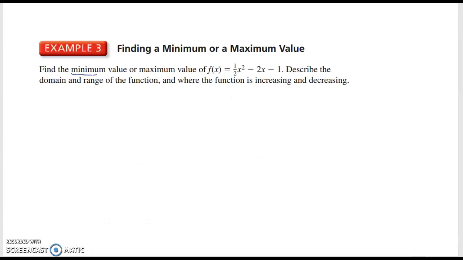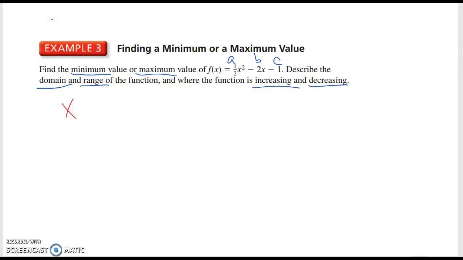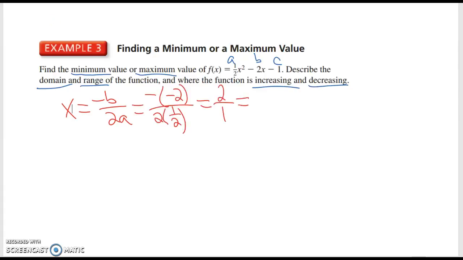If we read example 3, we want to find the minimum or maximum value of f(x), and it's in ax² + bx + c form. Then we want to describe the domain and range and where the function is increasing and decreasing. First, to get the minimum or maximum, we need to get the vertex. So we want to calculate -b over 2a. That will be 2. When I calculate that, I also want to find f(2), which is my y value.